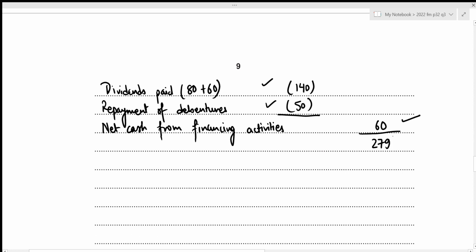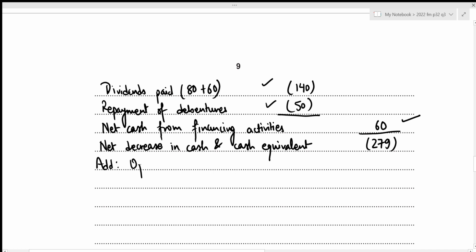And since this is a negative balance, we can say that this is the net decrease, right? So the net decrease in cash and cash equivalent is of 279,000. All right, then the next step is to add our opening cash and cash equivalent.